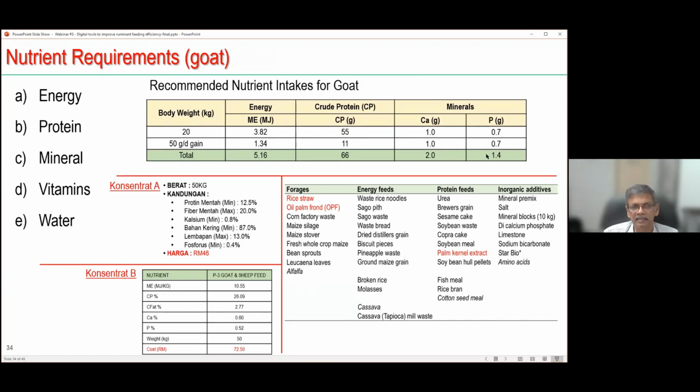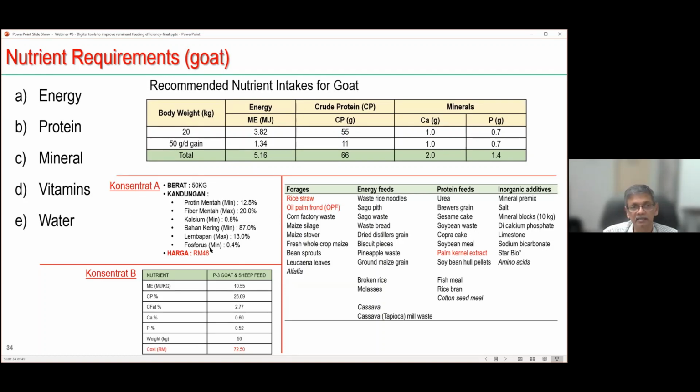So this requirement saya tulis tadi, ini sebab 5 megajoule dengan 66 gram protein. And these are the sources. I just want to show the first example di mana penternak beli concentrate, lepas tu bagi forage dia source sendiri lah. So saya bagi contoh dua concentrate.